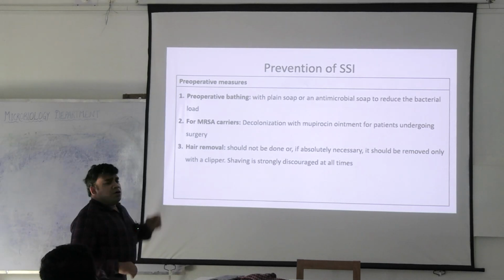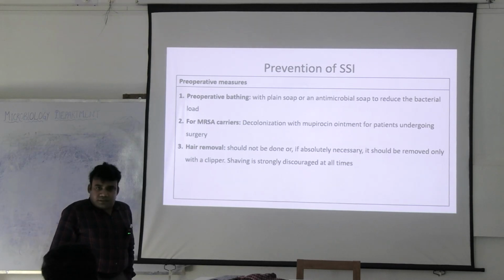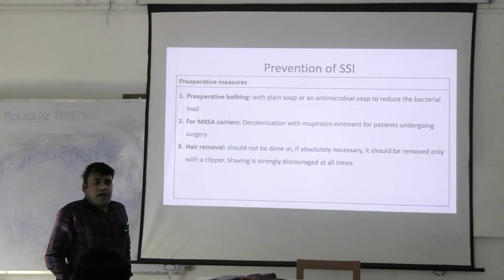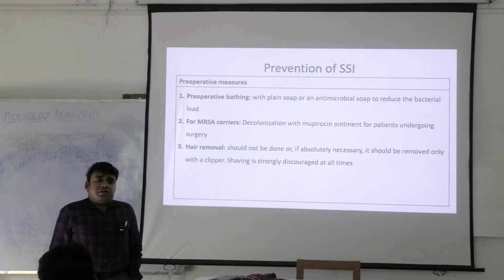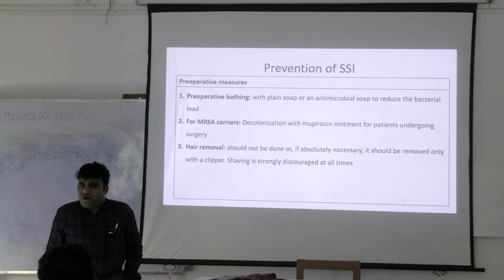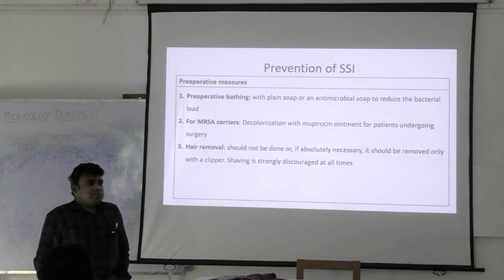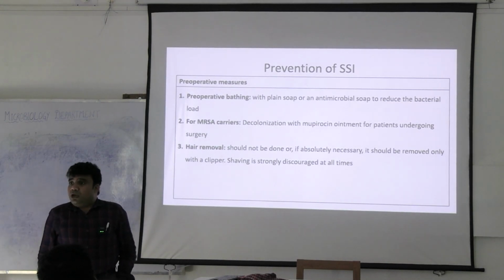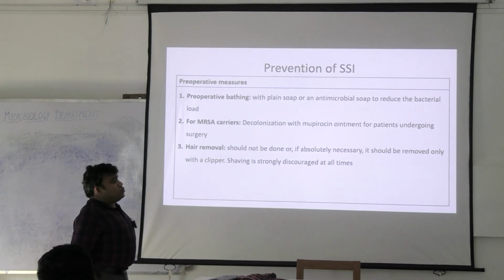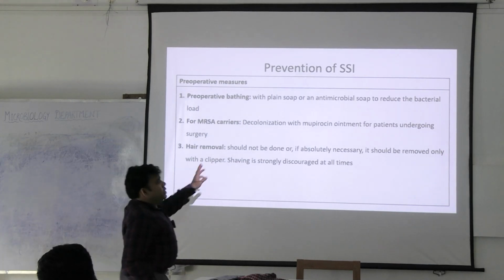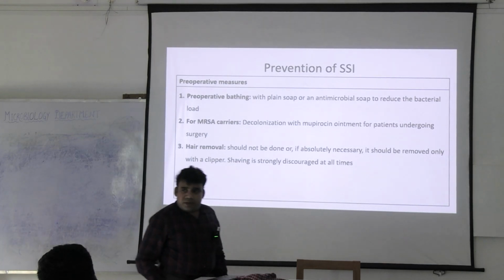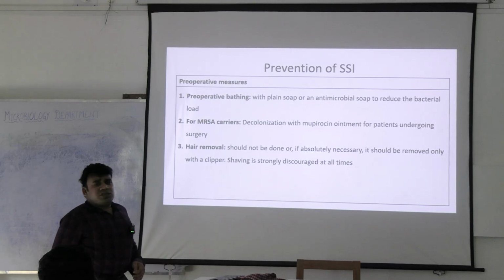Next would be to look for MRSA carriers. I have already told you, everybody has Staphylococcus aureus on their body, but some may have the resistant variants. If we do find somebody with a resistant variant, we must be very careful, because the patient may be infected by his own organism, and this would be very difficult to treat. So we can screen those patients, and if we do find they are having MRSA, we can decolonize them with mupirocin ointment. That is to remove the MRSA prior to the surgery.